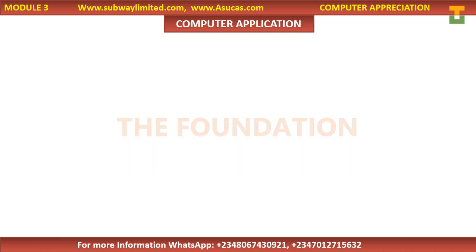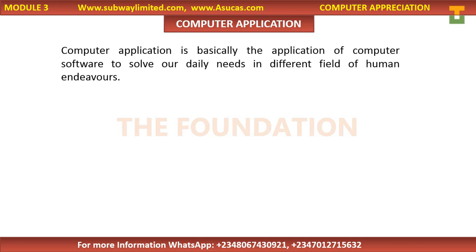So computer application. After computer appreciation, we will move to computer application. So what is computer application? Computer application, we all know this, is basically the application of computer software to solve our daily needs in different fields of human endeavors. We are gradually moving into the definition of some terms we use in the computer industry. When we say computer application, it's different from saying computer appreciation. Computer appreciation is basically the theoretical concepts that enable you understand the industry, the computing world. But computer application is the use of computer softwares.